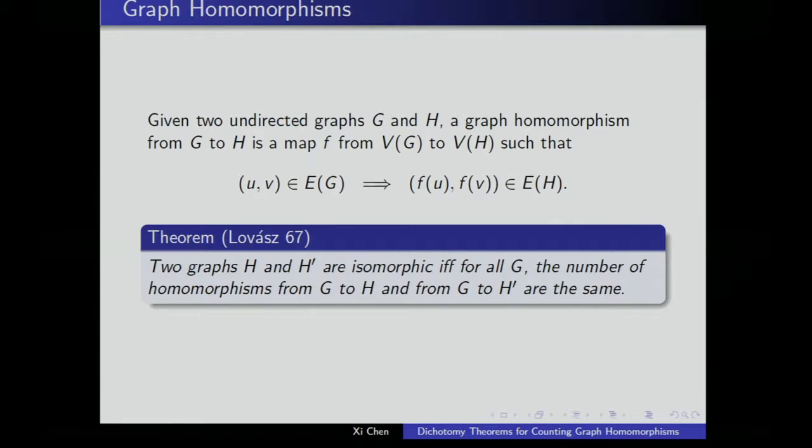Graph homomorphisms were first studied by Lovász, and I think this is one of the theorems he proved about graph homomorphisms. And actually in the theorem, the number of homomorphisms played an important role. The theorem says: take any two graphs, H and H prime. They are isomorphic if and only if for any other graph G, the number of homomorphisms from G to H and from G to H prime are exactly the same. If they are isomorphic, then these two numbers should always be the same for any G, but it's an if and only if statement.